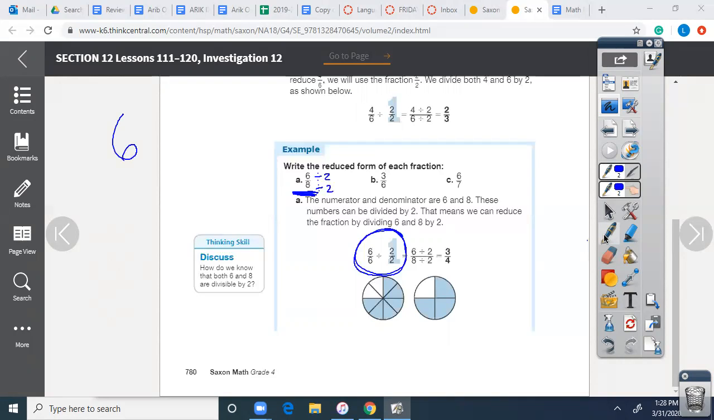So I'm going to write it a little bit bigger over here. So we are dividing the top by 2, and then we are dividing the bottom. Whoops, that's not a division sign. The bottom by 2.